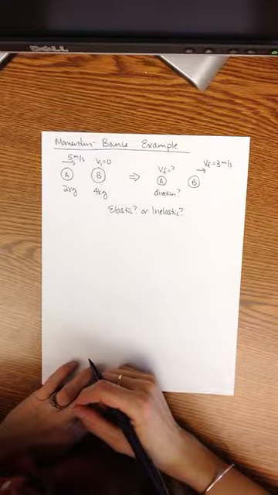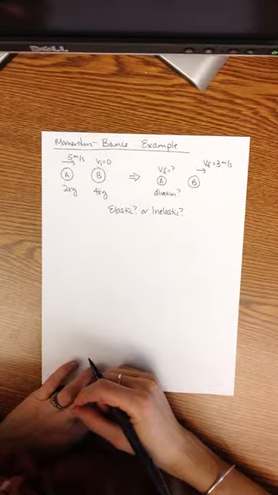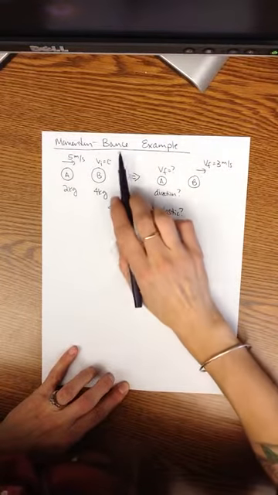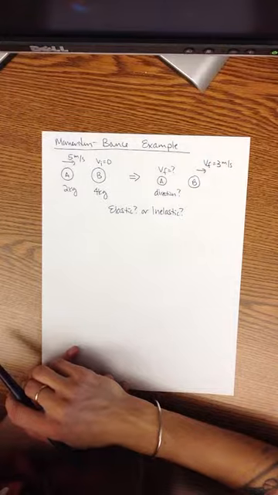Okay, hello physics friends. I'm going to do another conservation of momentum example for you today. This is one where two objects bounce off one another.